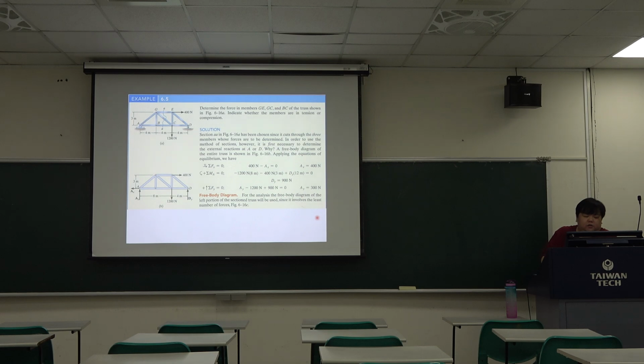Okay, so we can do this example. Determine the force in the members GE, GC, and BC of the truss shown in this figure. Indicate whether the members are in tension or compression. So we want to determine the members GE, GC, and BC. So we just use section A to cut.